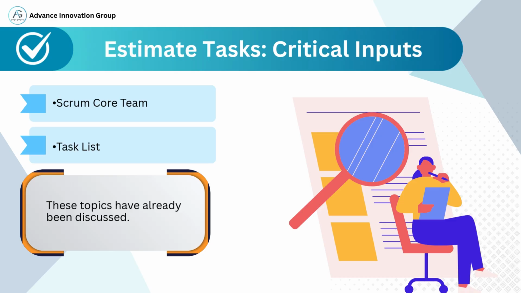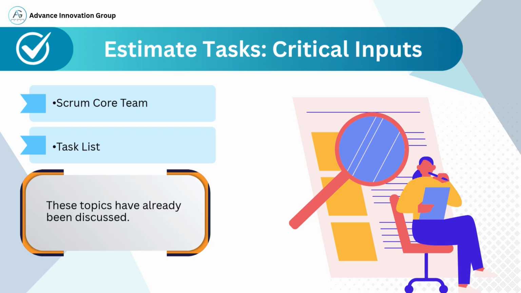Their shared understanding of the product vision, technical feasibility, and development capacity enables more accurate estimations. Because they will be executing the tasks, their involvement ensures ownership and realistic planning. The second critical input is the task list.